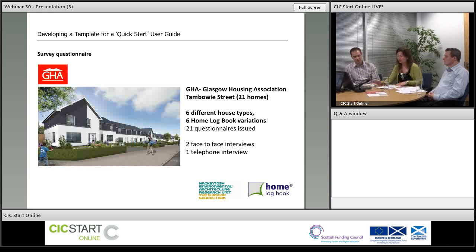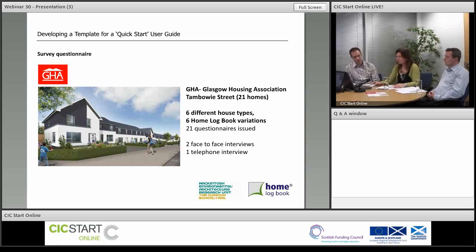Likewise with GHA, it was a development in Tambowie Street in Anniesland, and GHA were very helpful in giving some details of residents that we could contact for some face-to-face interviews as well. And that allowed us to gain a wee bit more of an insight, some more personal comments and feedback over and above the postal questionnaire that had gone out. So again, there was a variety of house types, and as Matt mentioned, very bespoke guides were created for each of those. As often is the case in the social housing sector, a lot of the residents experience a sort of survey fatigue.